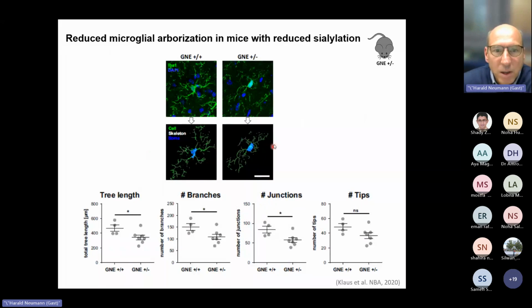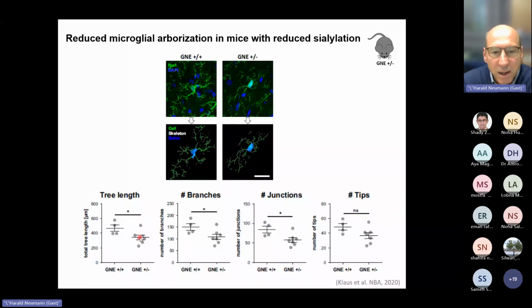We also analyzed the microglial processes. There is a microglial staining by IBA1. Then there is an imaging analysis where we reconstruct the skeleton by a software. And then we can see that if we have a heterozygous mouse which has reduced sialylation, the tree length, so the total length of these processes which the microglia have, is reduced.